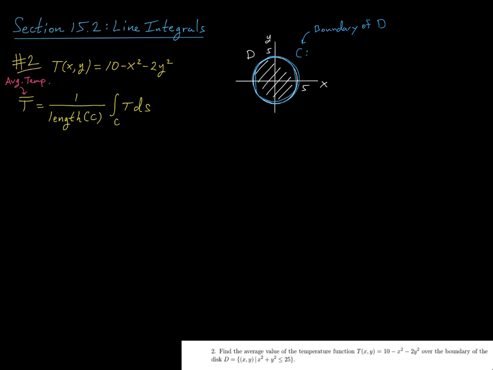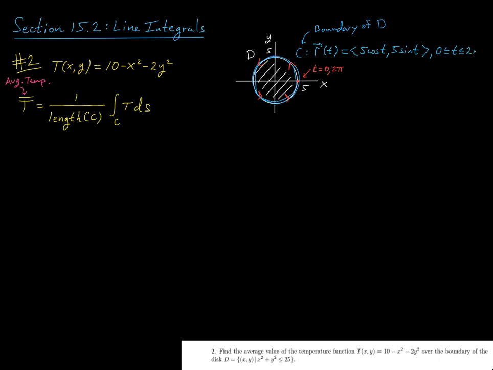Okay, so we're going to need a parameterization for the curve. And given that C is just a circle, the circle of radius 5 centered at the origin, I can parameterize this as (5 cos t, 5 sin t), and that's going to give us a counterclockwise parameterization. To make one trip around the circle, we're going to let t vary from 0 to 2 pi.